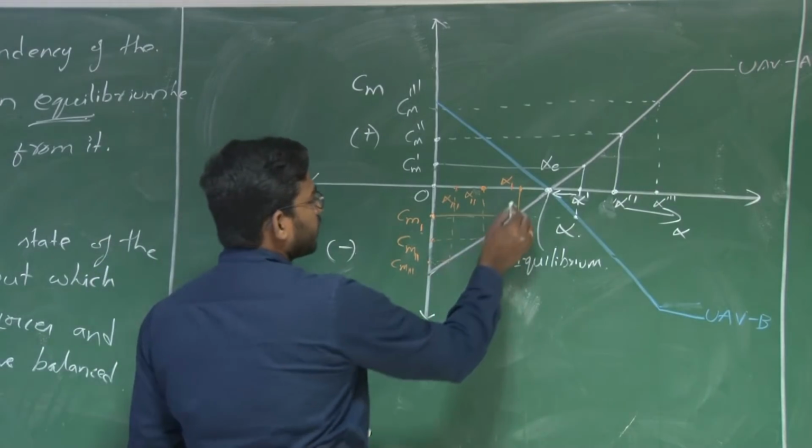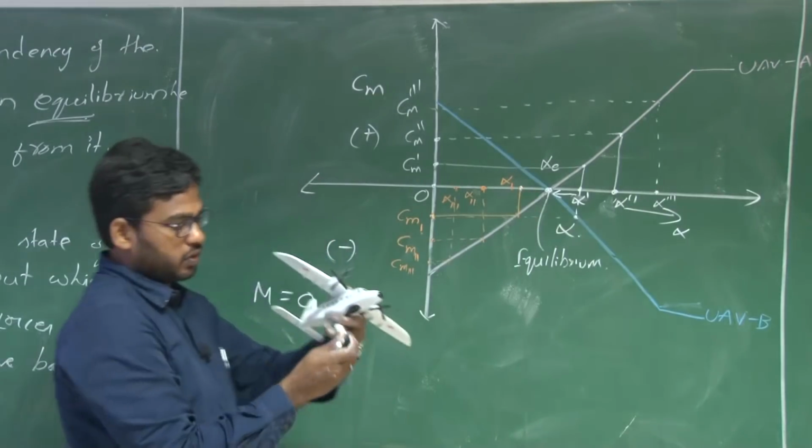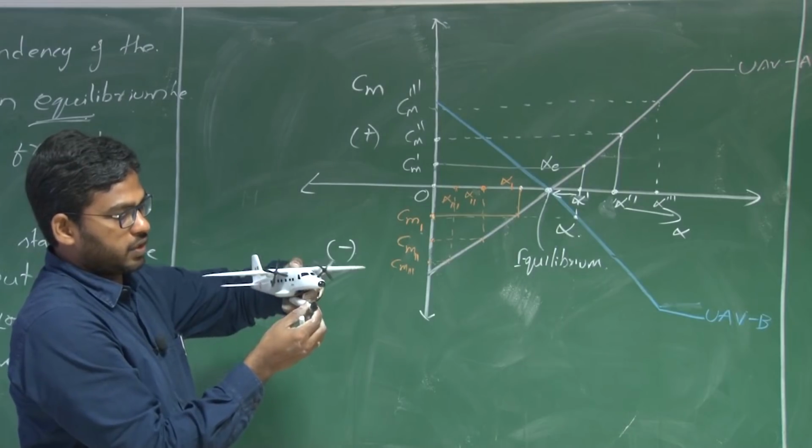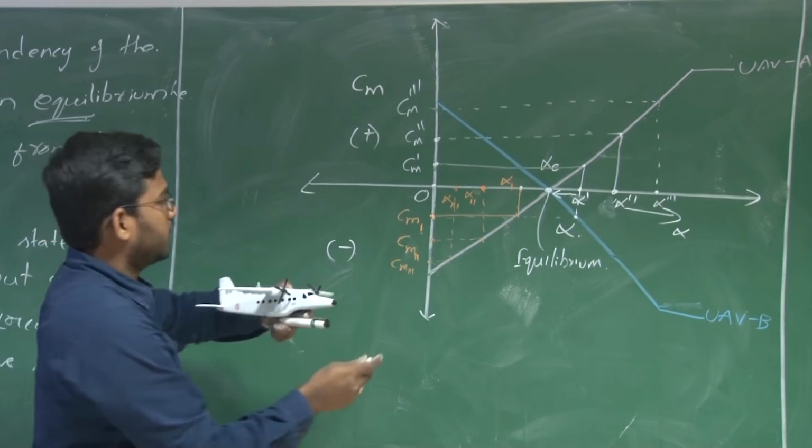So similarly, say this is your trim angle of attack or the equilibrium angle of attack, right. If the angle of attack is decreased due to the disturbance, what happens?